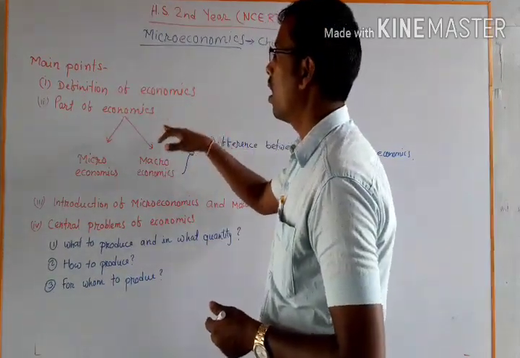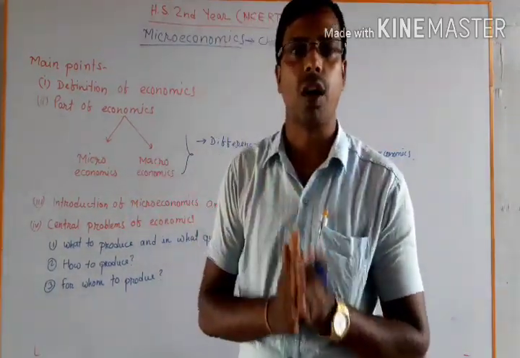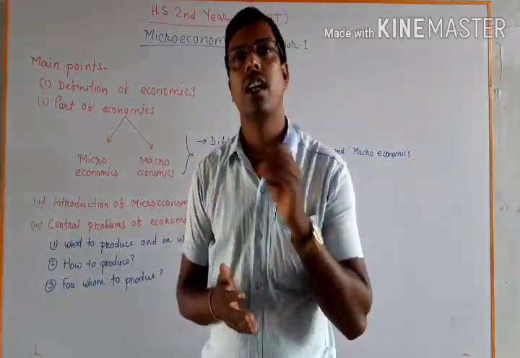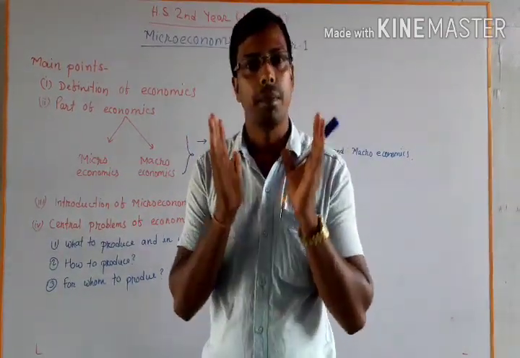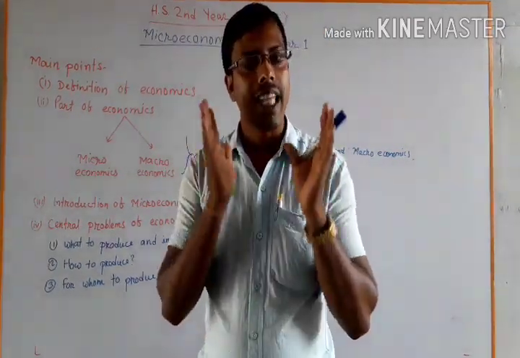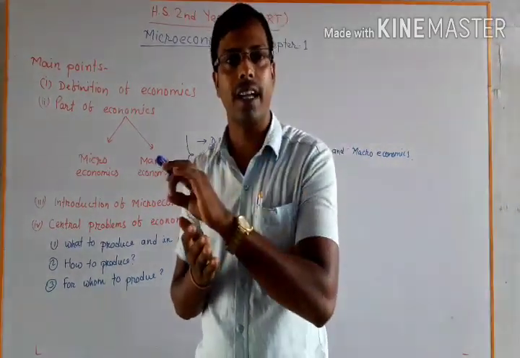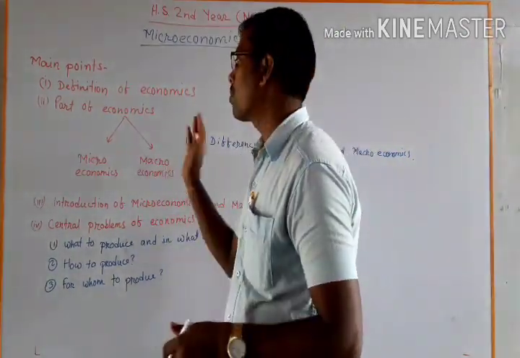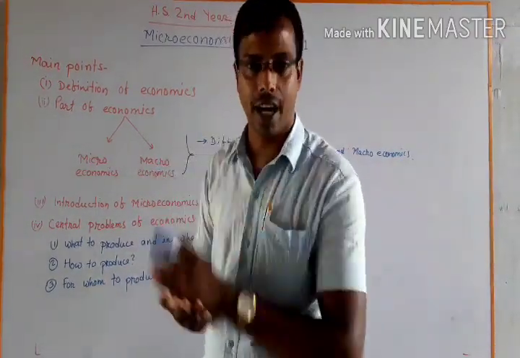So what is microeconomics? Let me introduce microeconomics. Micro means small. So microeconomics basically deals with the activities, with the behavior, with the scopes of small economic activities. That means if we say the definition, then we can say that microeconomics is that part of economy which studies the economic behavior of a particular individual, a particular firm, a particular institution. For example, suppose the income of a person, the production of a firm, etc.